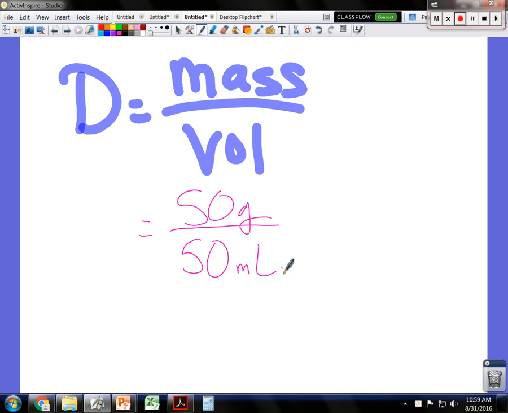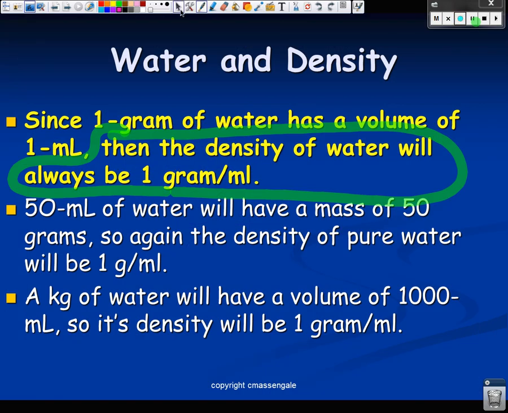What if I have 1,000 grams of water? How many milliliters? 1,000. What's the density? 1. So no matter how much water you have, is the density always going to be 1? Yes. Okay, so that's the important thing I need you to know. We're going to get more in depth with that soon. Okay, so that's the first part.